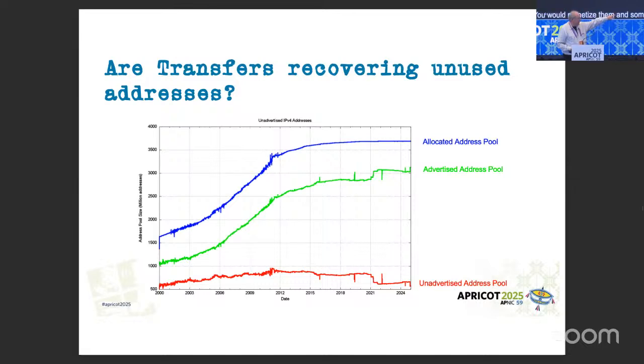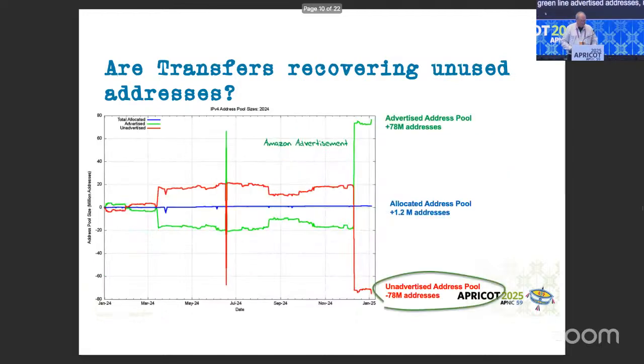The red line is the pool of unadvertised addresses since 2000. And the good news is, by and large, it's coming down. The green line, the number of advertised addresses, hiccups around, but there's more. The total amount of addresses, the blue line, is what we've got. That's just V4, live with it.